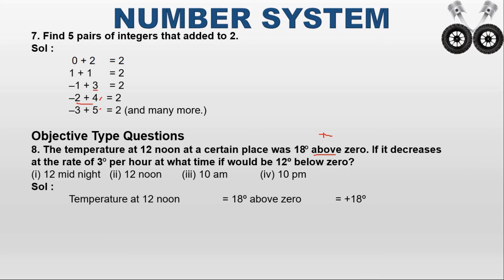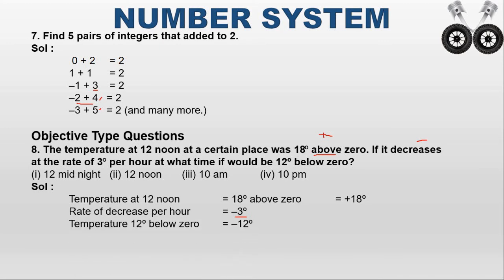So what is the next condition given here? If it decreases at a rate of 3 per hour. Decreases means you have to put the negative sign. Increases means positive sign. So here it is given as decrease. So the rate of decrease per hour equals minus 3 degrees Celsius.